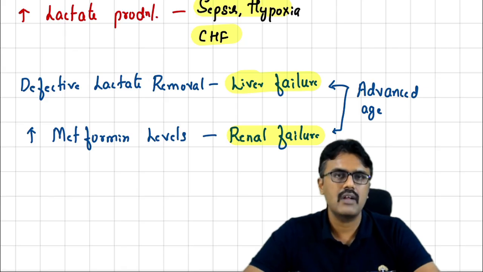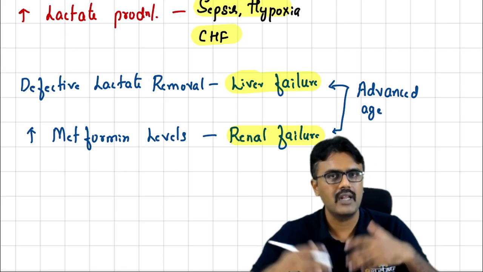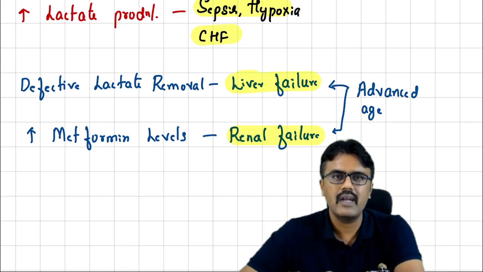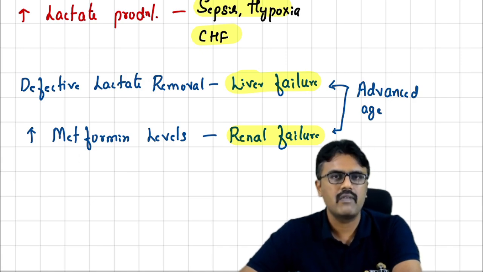The same thing was asked in one of the AIIMS exams. They had given liver failure, renal failure and advanced age. Along with that, they had given smoking as an option. Smoking doesn't increase the risk of lactic acidosis.